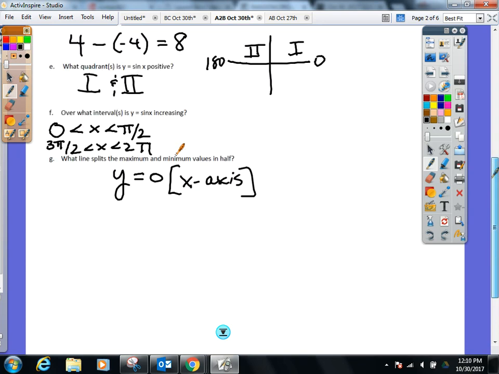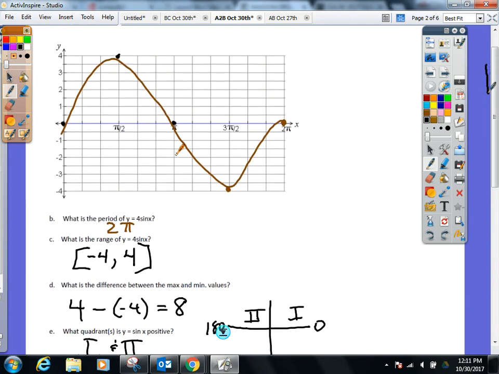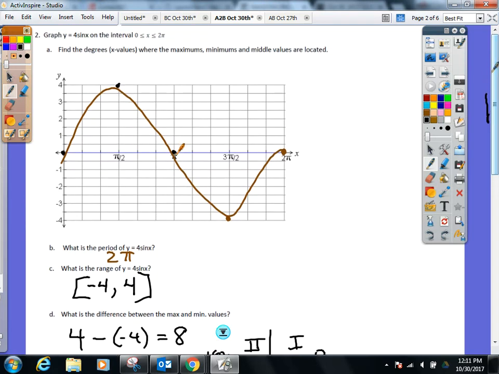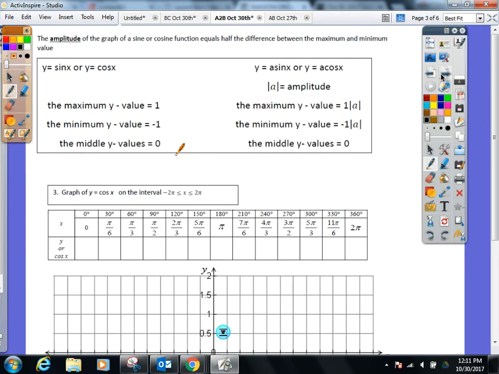All right. Questions? One last thing before I move on. How high did this one go? To 4, to negative 4. Original sine curve went from what to what? 1 to negative 1. So you're telling me this 4 had an effect on how high it went. Let's put a name to that 4 now. That 4, the number out in front, is what we're going to refer to as, anybody want to try to pronounce it? Amplitude.